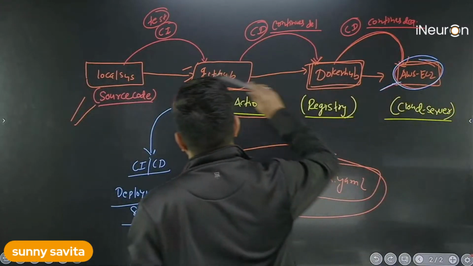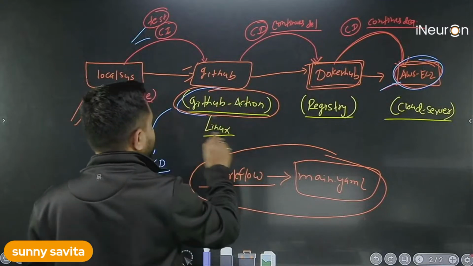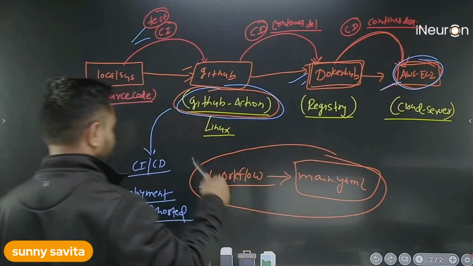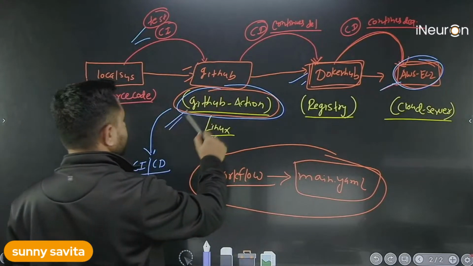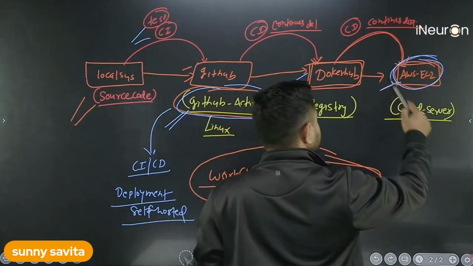Meaning we are integrating the code, we are testing over here, we are creating a Docker image over here, and we are pushing it to the Docker Hub. But here we are not deploying the code, right? On top of this server we are not deploying the code. For deploying the code, we are using this AWS EC2.